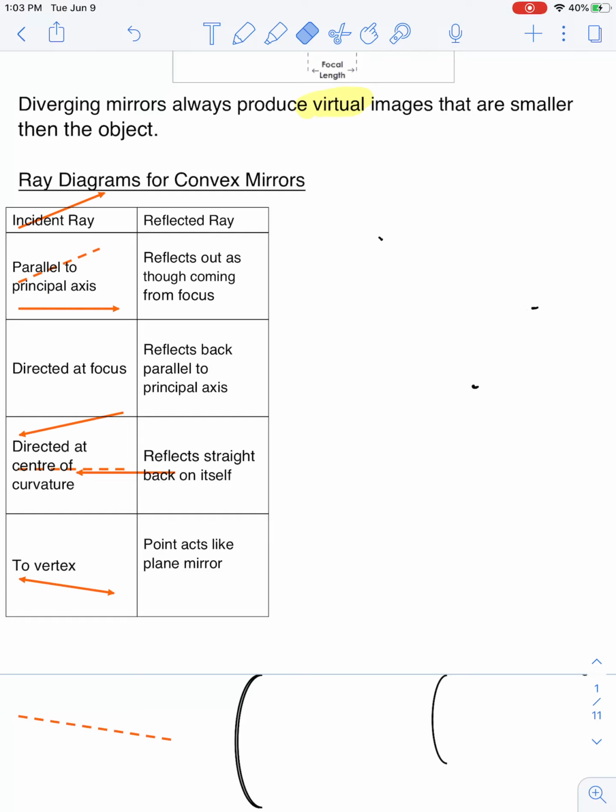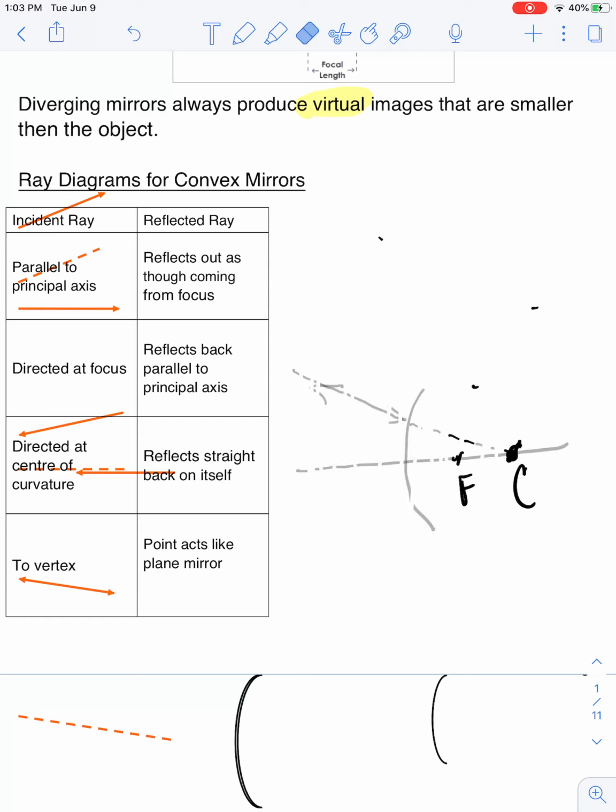Okay, the next one. So the third type you can do is similar. We have our focus and our center of curvature. You're going to go towards the center of curvature with your incident ray, your first ray. Let's see how I did. Not bad. I'm going to move my center of curvature. So you're supposed to go right towards the center of curvature, and then it's going to reflect right back again.